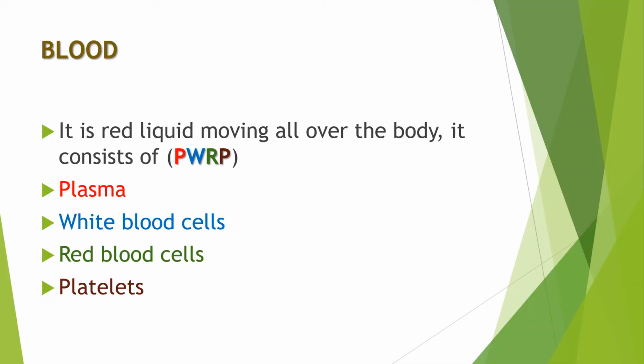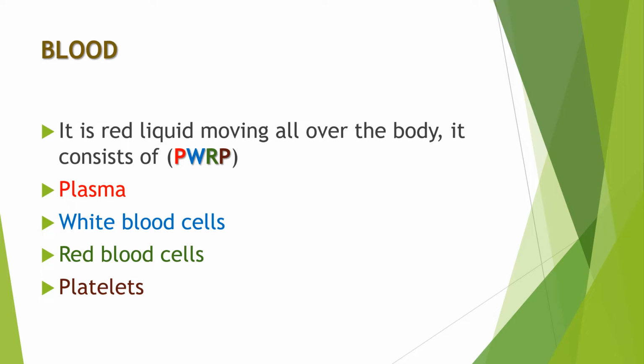If you cut your hand with a knife, you will see a red liquid or a red fluid coming out of it. This red liquid is your blood. The blood is the red liquid or fluid moving all over your body. It carries the carbon dioxide and the oxygen, the food and the waste between the body parts, from the body and out of the body. So the blood is the red liquid moving all over your body.